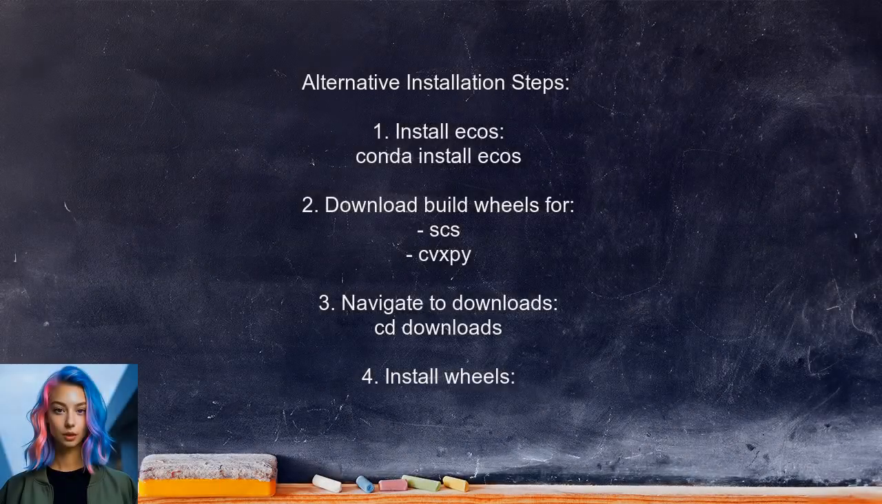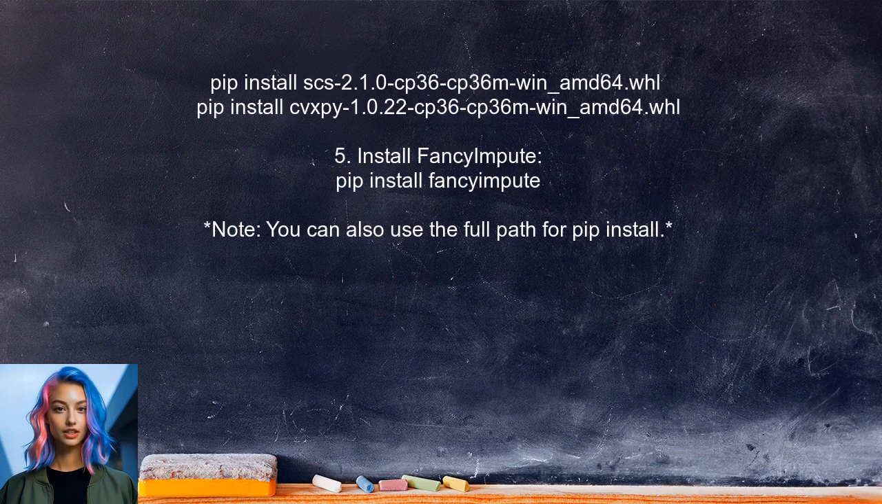For those struggling with the installation of FancyImpute, here's an alternative approach. First, install the ecos package using Conda. Then, download the build wheels for SCS and CVXPY from the provided links. Navigate to your Downloads folder in the Anaconda prompt and run the pip install commands for both wheels. Finally, you can install FancyImpute successfully.